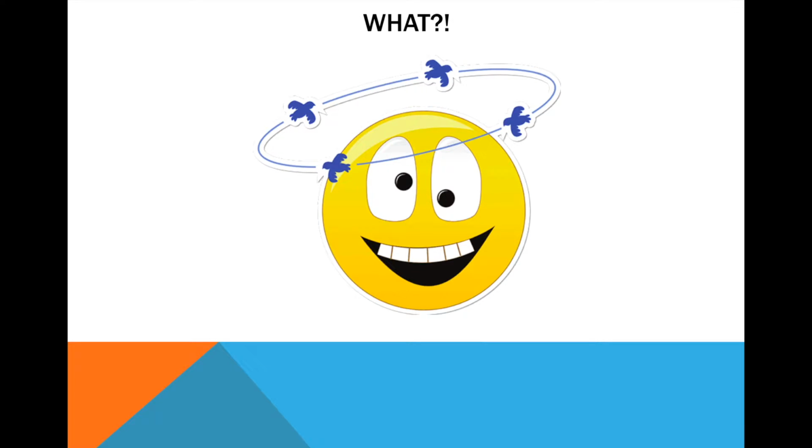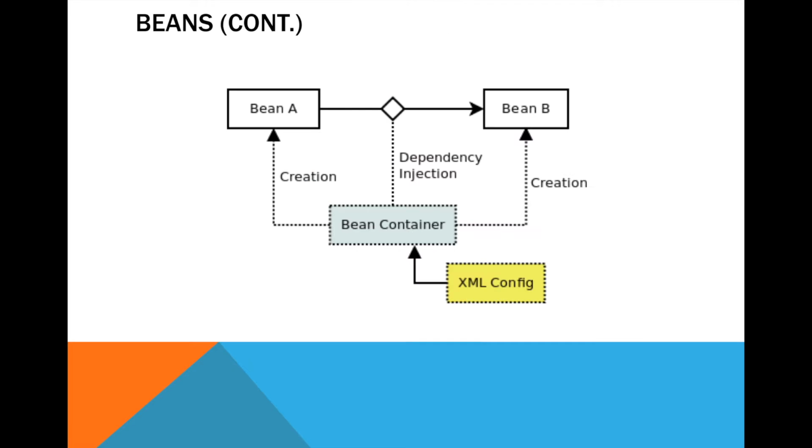I guess we all end up with something like this. So let's break it down a little. Beans are object instances that are managed by the Spring container. Namely, they are created, they're wired by the framework, and put into a bag of objects. Let's say that this is the container, from where you can get them later.